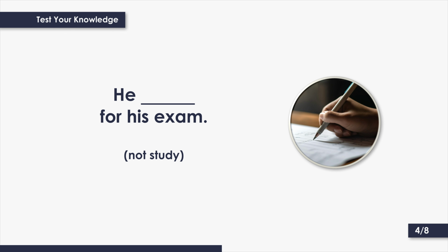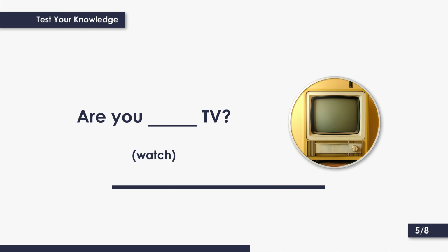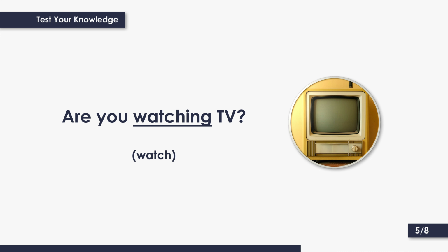We've got a negative sentence here, so we need to remember that sentence order. Not goes after the verb to be. He is not studying for his exam. This one is a question, and we already have the verb to be at the start, are. So all we have to do is put ing on the verb. Are you watching TV?